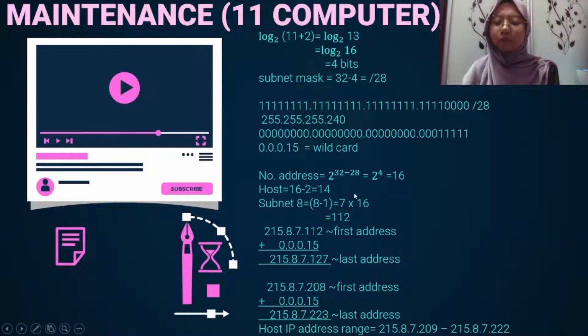So subnet E must minus 1, and that equals 7. 7 will multiply by 16, where 16 is the number of addresses. We get 112.